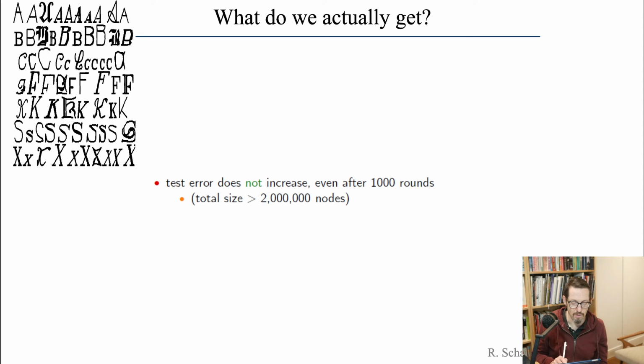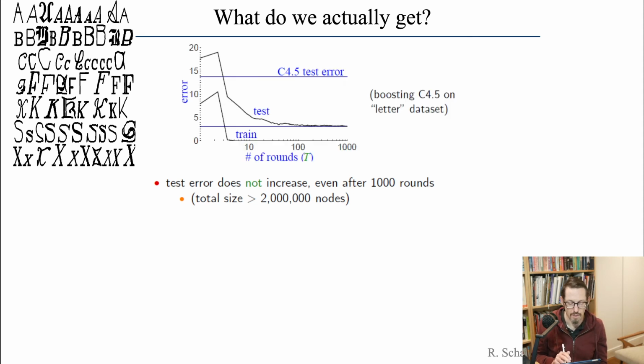So here is an example from when they boosted C4.5 trees. We used the C4.5 tree algorithm. These were full trees. They weren't stumps. So each one of these trees can get kind of big. And they were using the letters data set. This is an example of the letters data set from UCI.